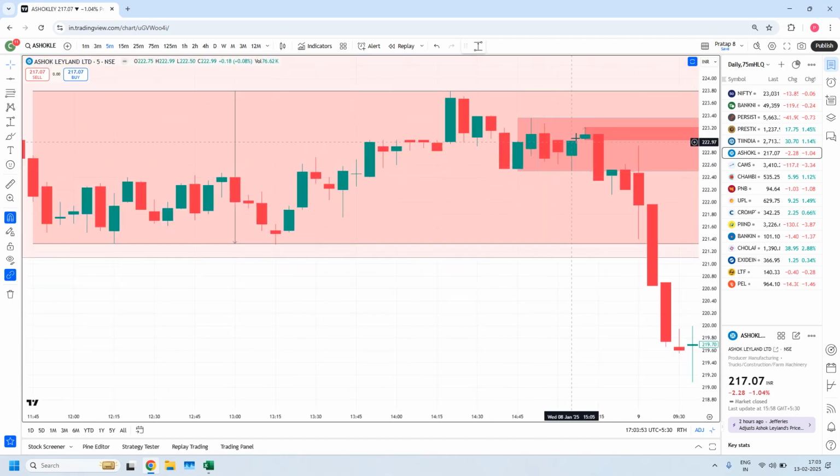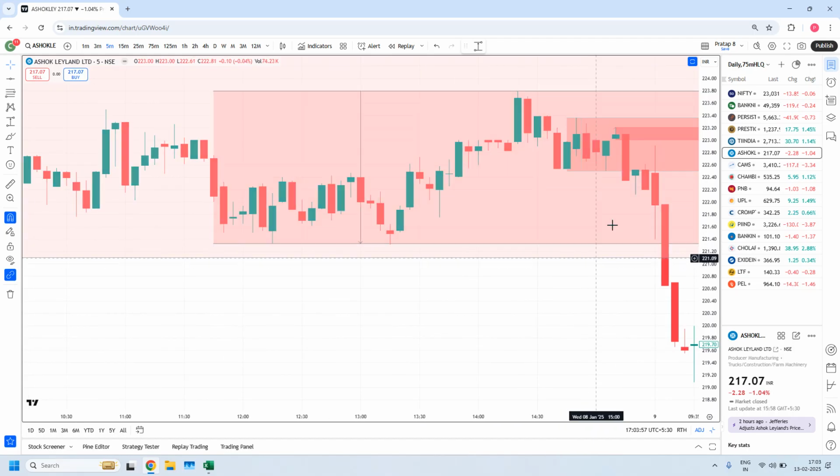So here you have a rally, base, drop. And it's a very good zone. Why? Prices came near to this zone, it is not tested. Came near, again sharply came down. That means the order flow in this area is very strong.